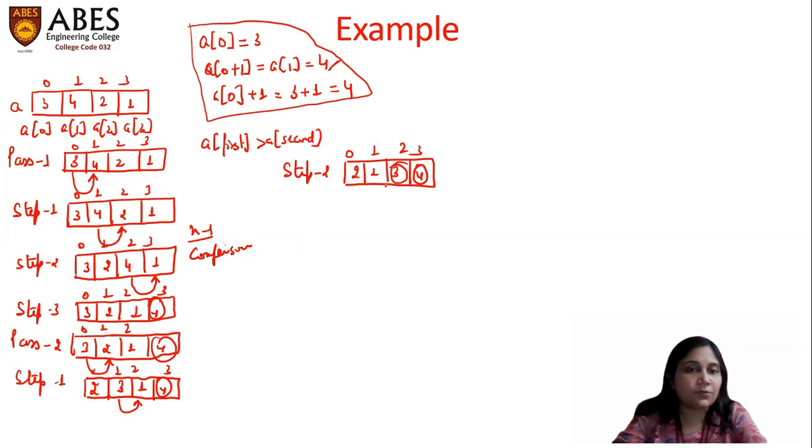So now you see that we have made only 2 comparisons. Although I have the number of elements as 4, I have made only 2 comparisons. It means for this I need to perform n minus 2 comparisons. Okay, I'm talking about comparisons.